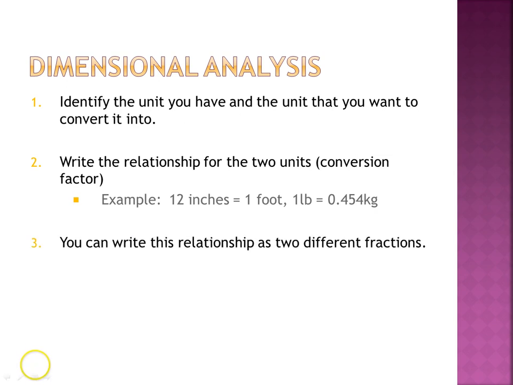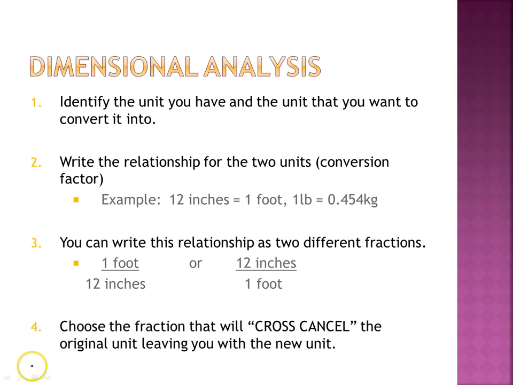Once you figure out your relationship, you can write it as two different fractions. So 1 foot over 12 inches or 12 inches over 1 foot. It's the same relationship. The relationship you choose depends on what your problem is. So choose the fraction that's going to cross cancel the original unit, leaving you with the new unit. So you get rid of what you have and you're left with your unknown unit, the one that you want.